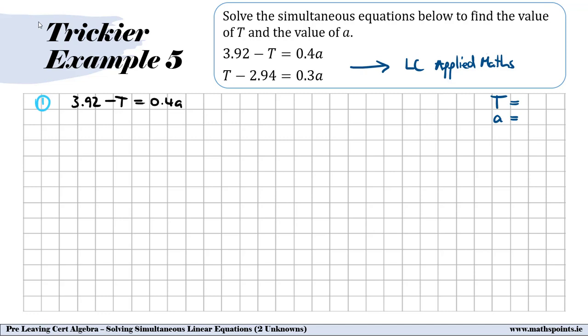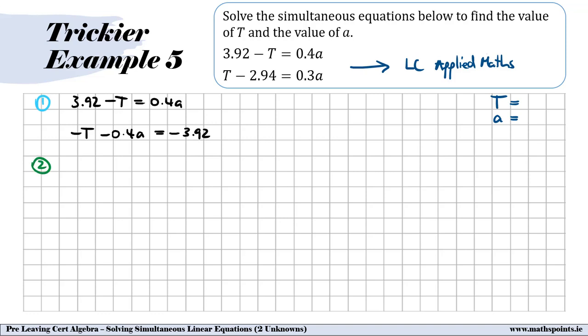So what I'm going to do is I'm going to have the t variable come first, so I have minus t, and then I want the 0.4a on the left hand side, so that means subtracting 0.4a from both sides. And then I want the numbers on the right hand side, which means subtracting 3.92 from both sides.